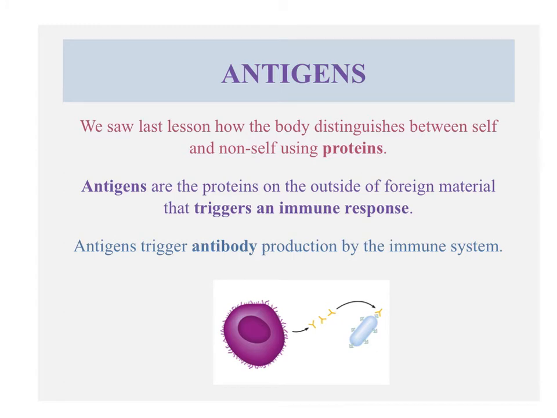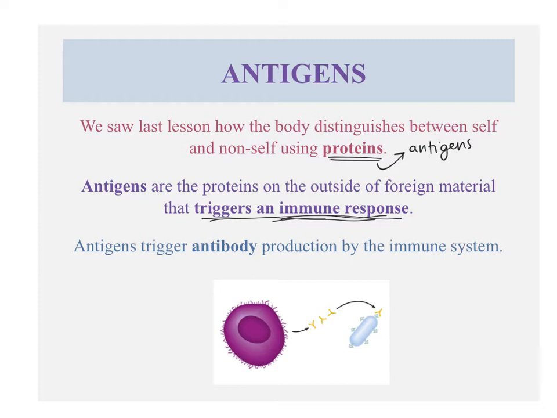So last lesson, we had a look at antigens and the way that the body distinguishes between self, i.e. us, and non-self or pathogen cells, by recognising those proteins, those antigens, on the outside of the cell. Antigens are those that trigger an immune response. And in triggering that immune response, we get some kind of physiological change that means that we're able to respond to that infection and destroy the pathogen.